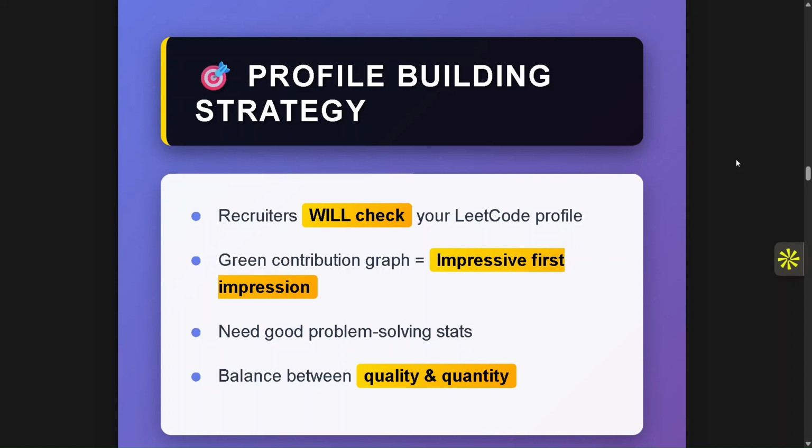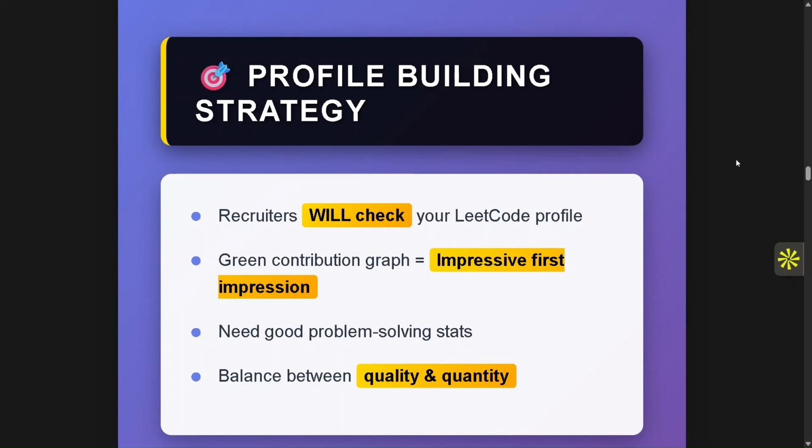If you follow this strategy consistently, here's what will happen. In 3 to 4 months, you will easily cross 200 plus questions. In 6 months, you will be at 400 plus questions. And in less than a year, you will have solved 500 plus questions. And these won't be random 500 questions. These will be 500 questions where you actually learned something, where you understood patterns, where you built real problem solving skills.